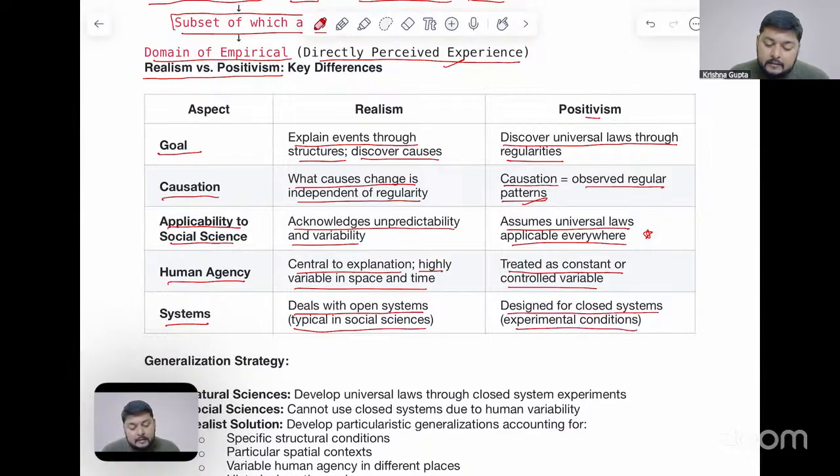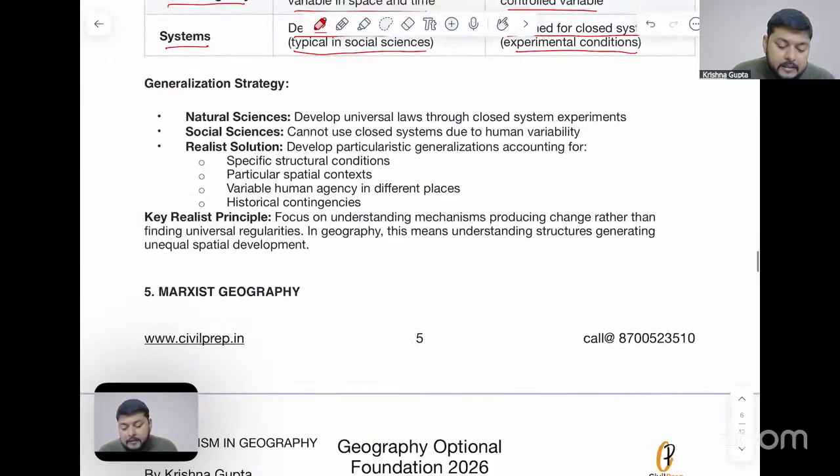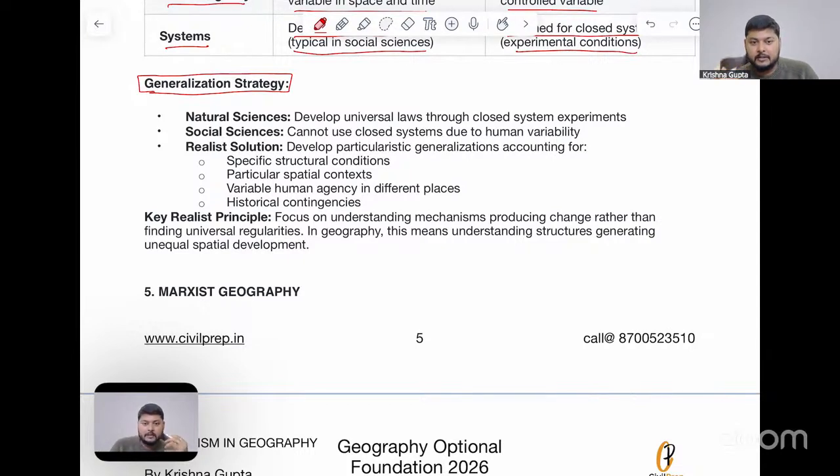So these are the key differences between realism and positivism. Now, there was a generalization strategy to understand what is seen as part of structuralism or realism. For realism, the natural sciences develop universal laws through closed system experiments, as we have seen in the previous part.